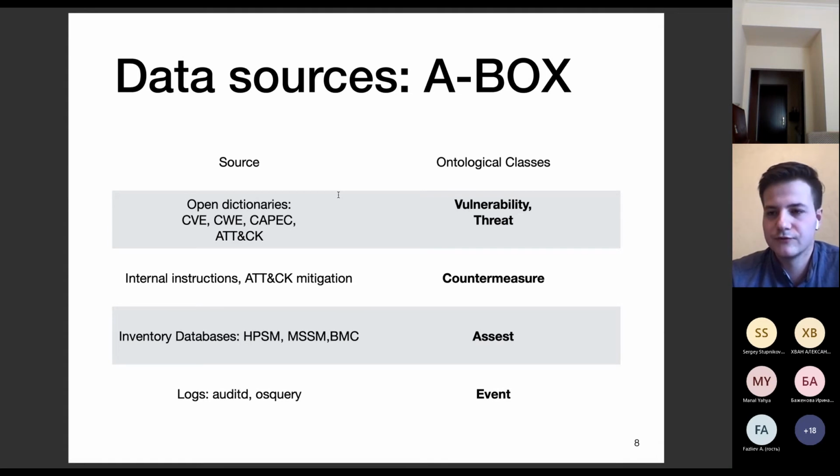Countermeasures are based on informal instruction and ATT&CK mitigation. Assets are parsed from an inventory database. In our experiments, we use a sample of the Hewlett-Packard Service Manager database. It's a popular system for inventory management. And finally, event individuals are parsed from security logs from sensors. For testing, we use the audit subsystem of the Linux kernel and logs from the popular monitoring tool OSquery.